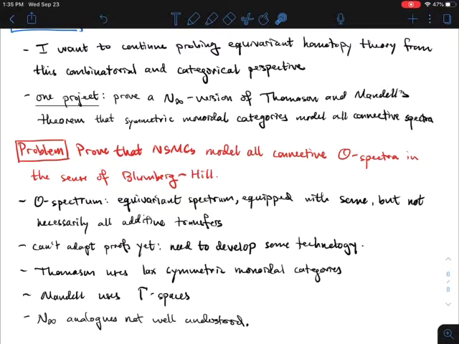Now, the natural thing to do would be to try to adapt Thomason and Mandell's proofs, but unfortunately we can't do that yet because we do not have the necessary technology. Thomason uses lax symmetric monoidal categories, whereas Mandell uses Gamma-spaces, and the N-infinity analogs of these structures are not yet well understood. So developing this technology is a place to start on this problem, but there's plenty more work to do. I'm excited to get on it.